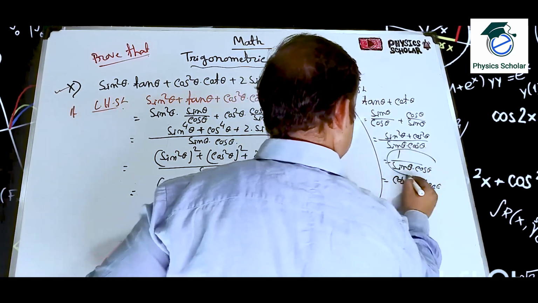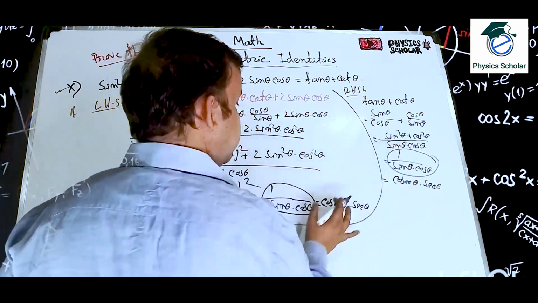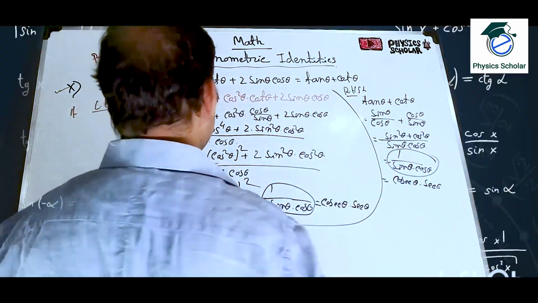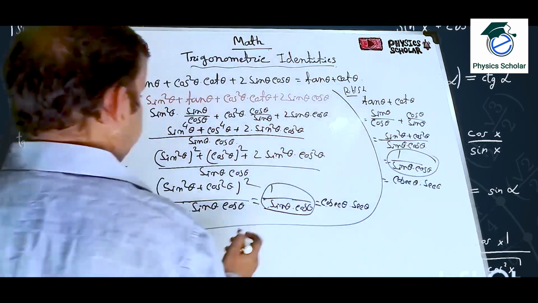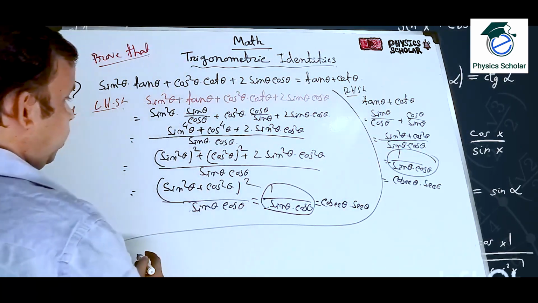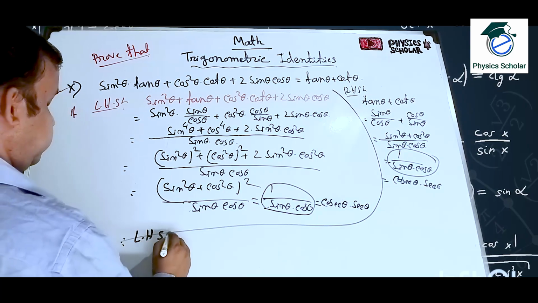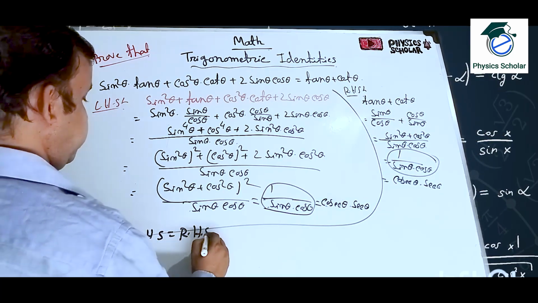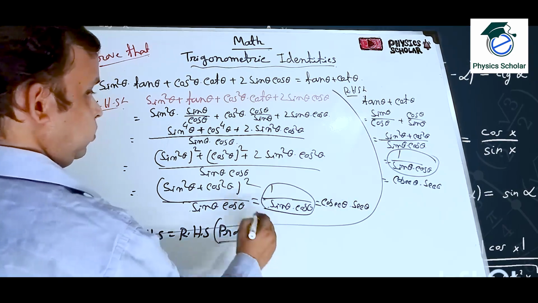You can also leave it here. See, this and this are the same, or you can write it like this. Clear? So that means left hand side is equal to this and right hand side is equal to this. We already proved it. Okay. So now you can write left hand side is equal to right hand side. Proved. Clear?